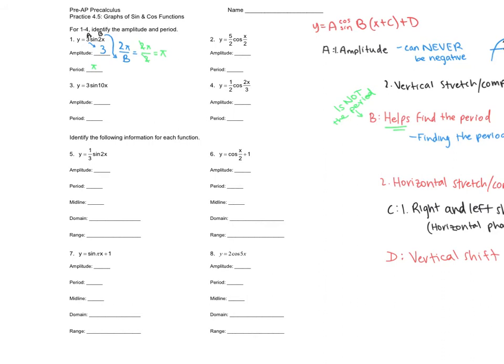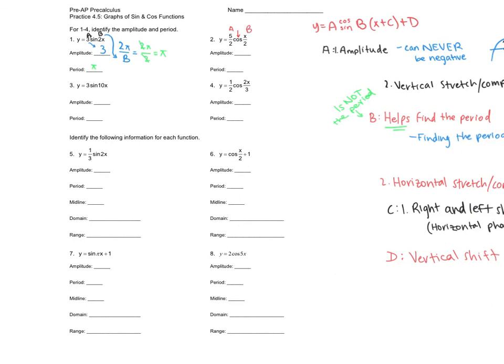We have 5 over 2 cos x over 2. Now immediately we can see that this is our a value, and that's our indicator of what the equation is like. And then we have our period. Now the tricky part here is that's our b value.